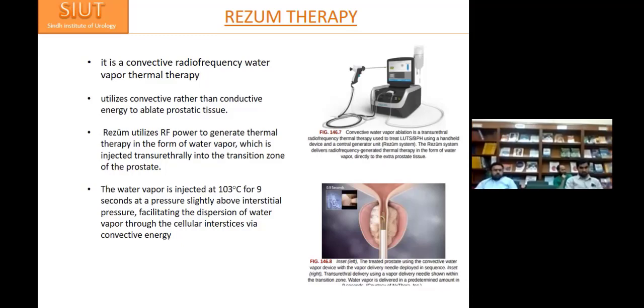REZUM utilizes radiofrequency power to generate thermal therapy in the form of water vapors, which is injected transurethral into the transition zone of the prostate. The water vapor is injected at 103 degrees centigrade for 9 seconds at a pressure slightly above interstitial pressure, facilitating the dispersion of water vapors through the cellular interstices via the convective energy.